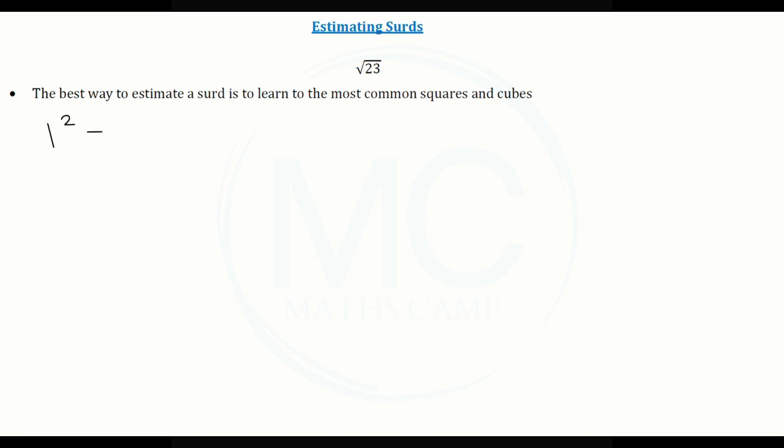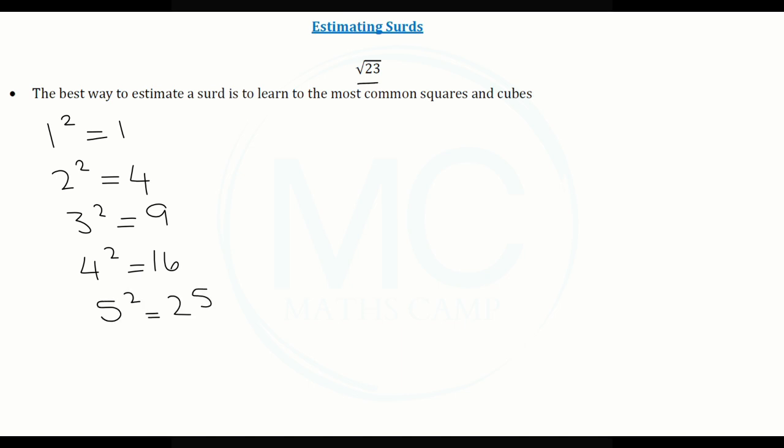Let's make some more space over here. We may not be able to find the actual value of the square root of 23, but we can still estimate its value. The best way to estimate a surd is to learn the most common squares and cubes. We know that 1 squared is equal to 1, 2 squared is equal to 4, 3 squared is equal to 9, 4 squared is equal to 16, and 5 squared is equal to 25.